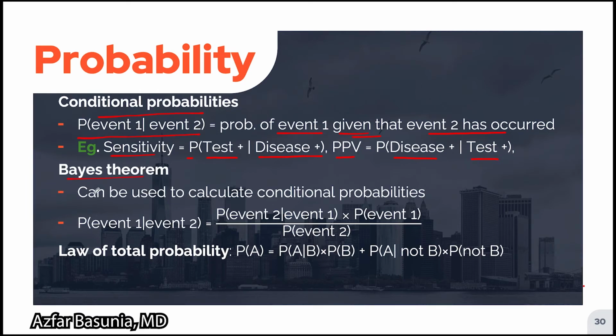Bayes' theorem provides us with a tool to calculate conditional probabilities. Thus, the probability of event 1 given event 2 will be equal to the probability of event 2 given event 1 multiplied by the probability of event 1, and all of this divided by the probability of event 2. The law of total probability denotes that if we have probability of something, such as probability of A, that is equal to probability of A given B multiplied by the probability of B plus the probability of A given not B multiplied by the probability of not B. Now, you do not have to memorize these formulas. They're given here so that I can illustrate an example in the next slide.